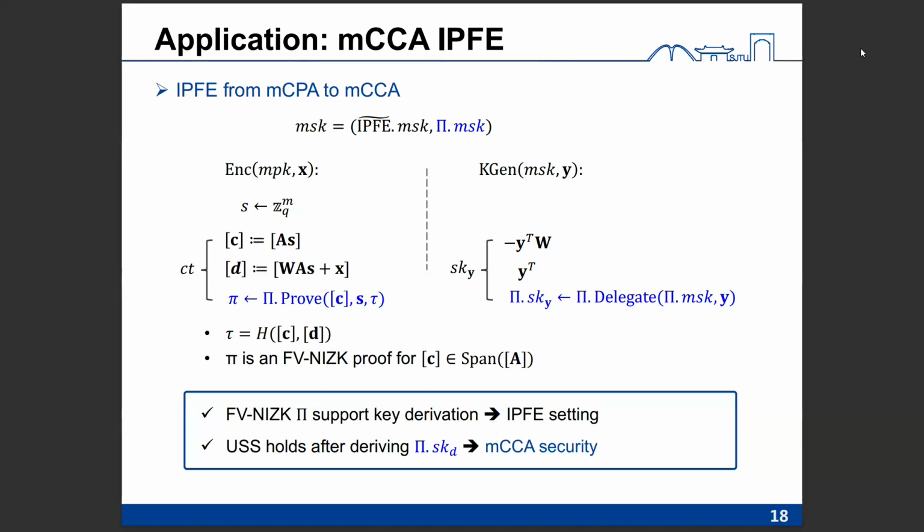The first application is to construct MCCA secure IPFE. Now suppose we already have a CPA secure IPFE scheme. Then we just add an FV-NISC proof pi into the ciphertext. And as for key generation, we add a secret key SKF from the delegation algorithm. Now, for one thing, FV-NISC supports key derivation algorithm and is suitable for our IPFE setting. And for the second thing, the unbounded simulation soundness property still holds even after deriving several secret keys out. So MCCA security is guaranteed in IPFE. And that's the first application.